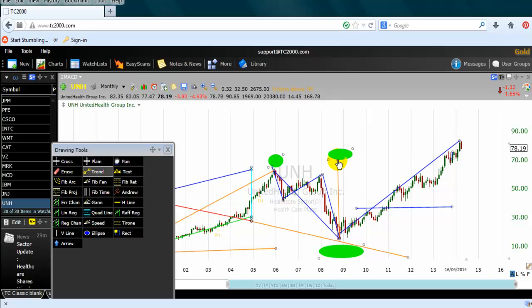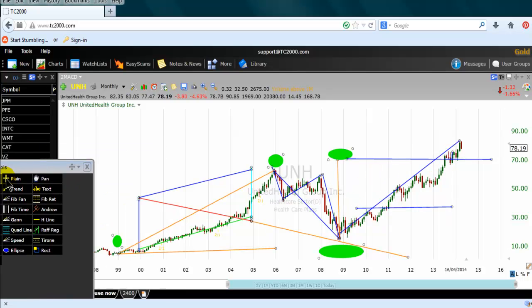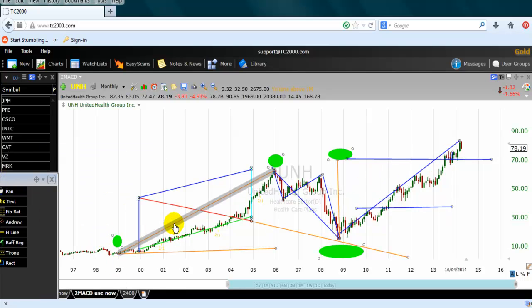So always be aware of this projection also. I think this is more valid than the first one, because sometimes it's not easy to project the diagonal part. So the trader can use the height of this triangle.